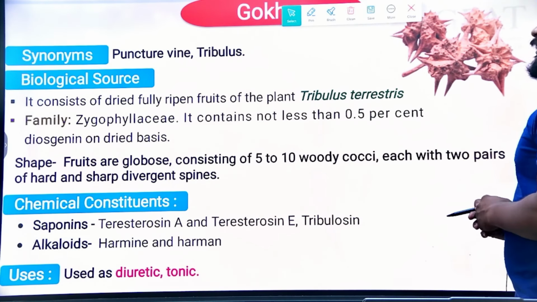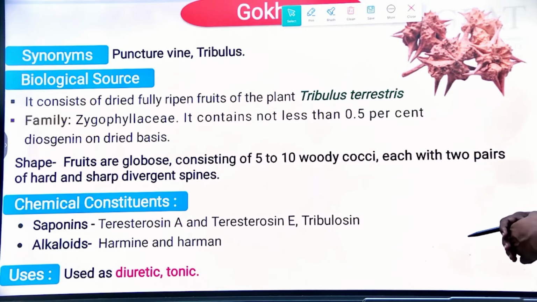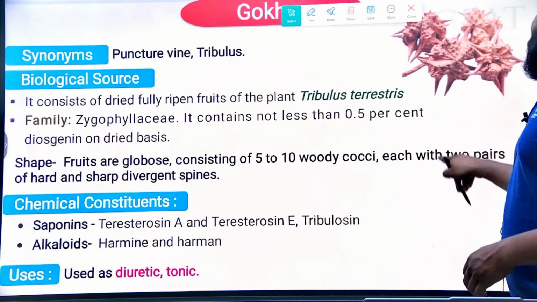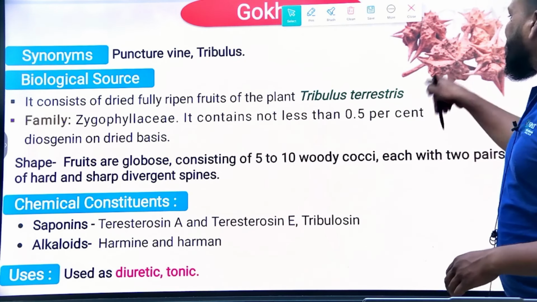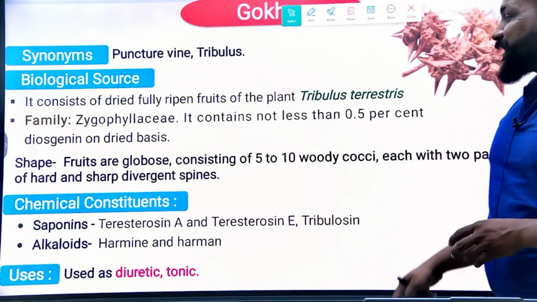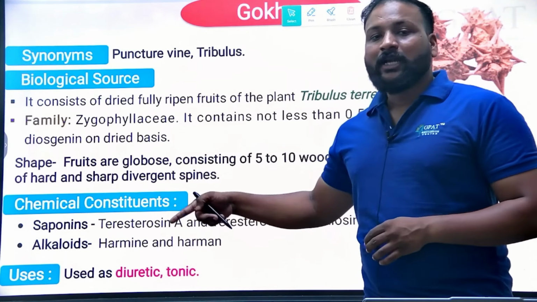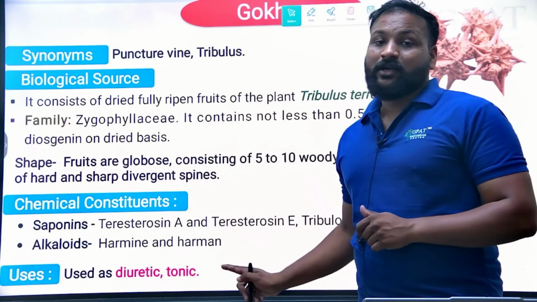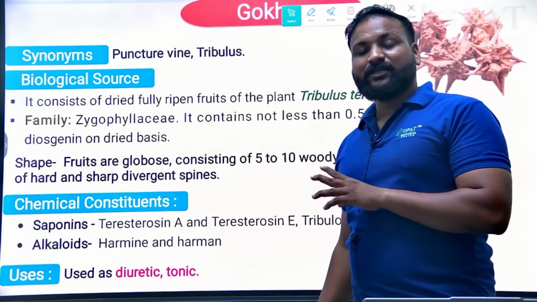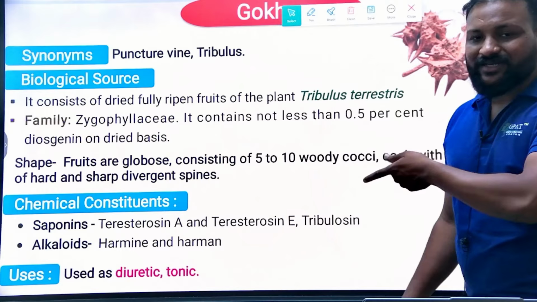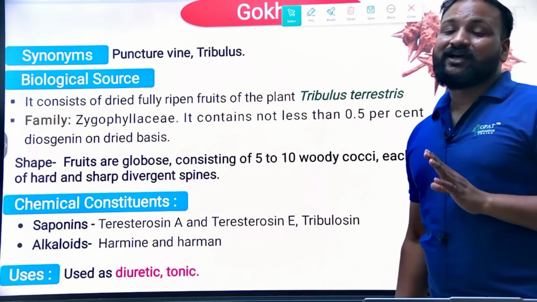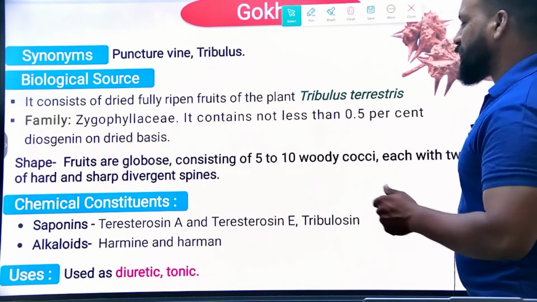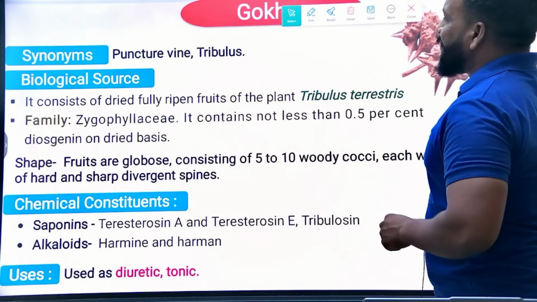Family Zygophyllaceae. Clear? The fruits are globose, containing 5 to 10 woody cocci, each with 2 pairs of hard and sharp divergent spines. It contains the alkaloids harmine and harmane. Tribulosin A and B are saponins, not alkaloids. In the question, the option mentions that they are the alkaloids, but here harmine and harmane are the alkaloids. It has diuretic action. Next question.